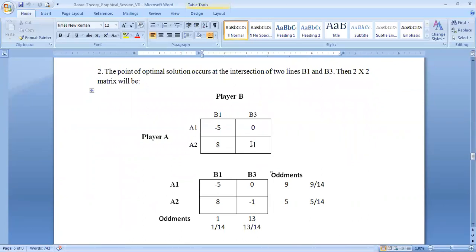Again, as usual, we'll find the oddments. The difference between minus 5 and 0 is 5, which is written in front of this. 8 minus 1 is 9. Similarly, minus 5 and 8 gives a difference of 13, and 0 and minus 1 gives 1. Then the ratio is taken, and these indicate the frequency with which A1 and A2, and B1 and B3, play their strategies respectively.